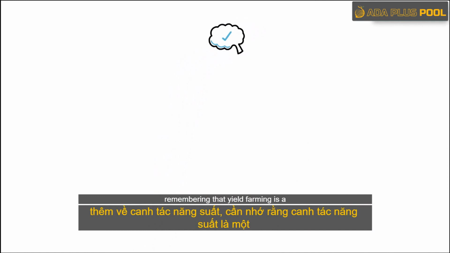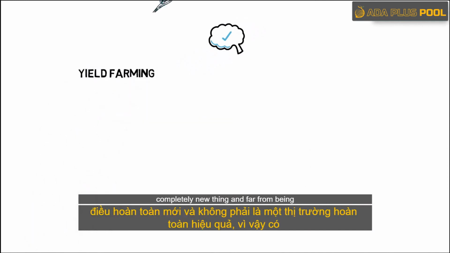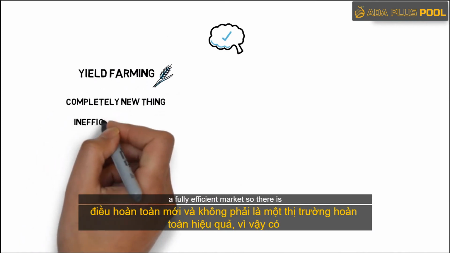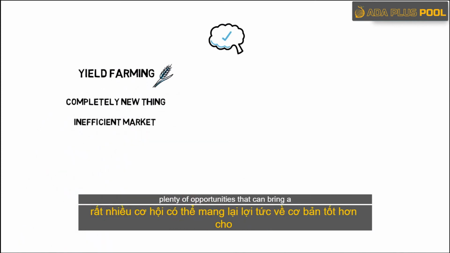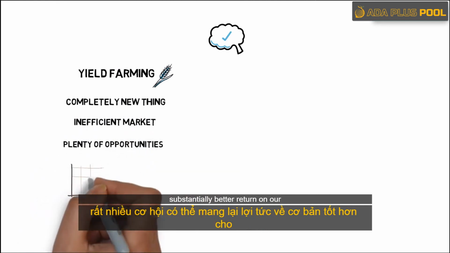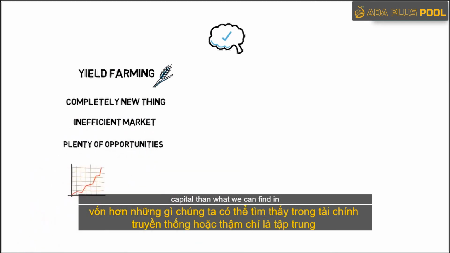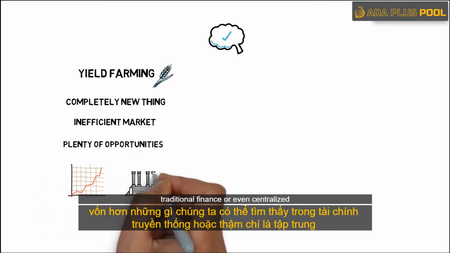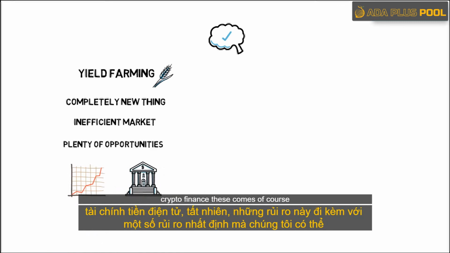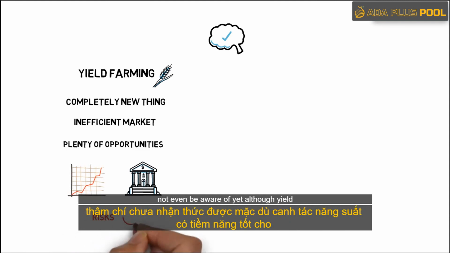It's worth remembering that yield farming is a completely new thing and is far from being a fully efficient market, so there are plenty of opportunities that can bring a substantially better return on our capital than what we can find in traditional finance or even centralized crypto finance. This comes of course with certain risks. Some of them we may not even be aware of yet.